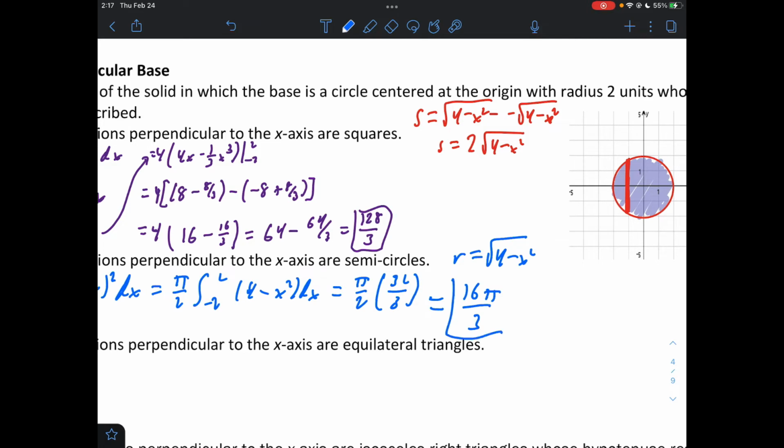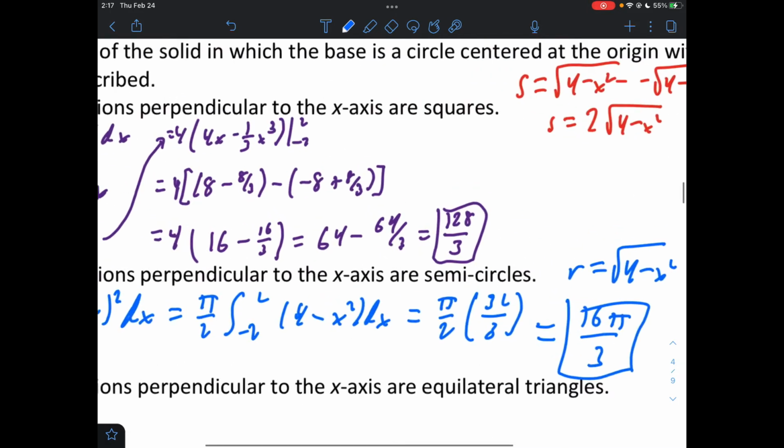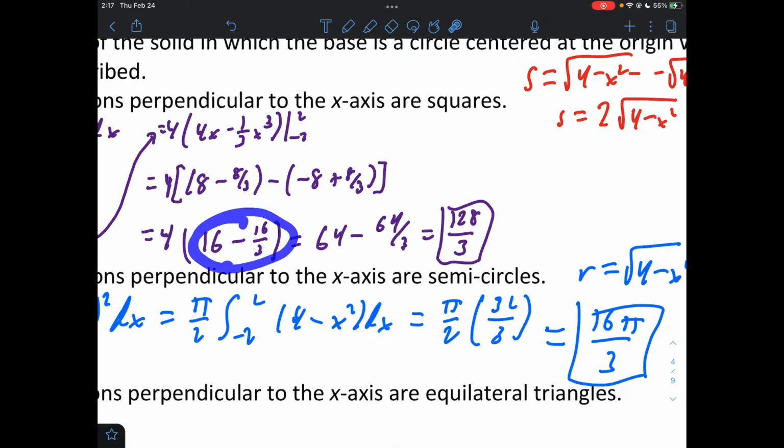Okay, if you're not really sure how I got that part, basically, this is your integral right here. 16 minus 16/3. So 48/3 minus 16/3, which is 32/3. That's this integral.